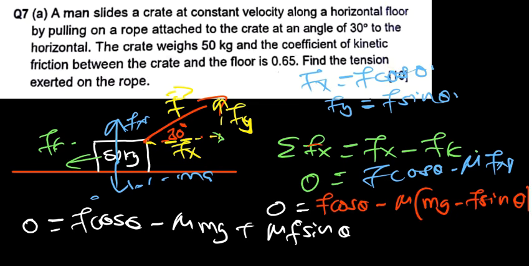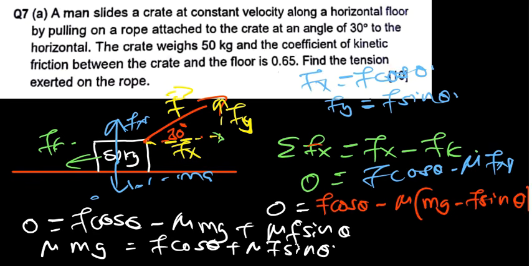Okay, so now our goal is to find the force. I'm going to shift this to the left hand side. Shifting this to the left hand side, we end up having mu mg equal to F cos theta, then plus mu F sin theta. Now I can get rid of this to create space.